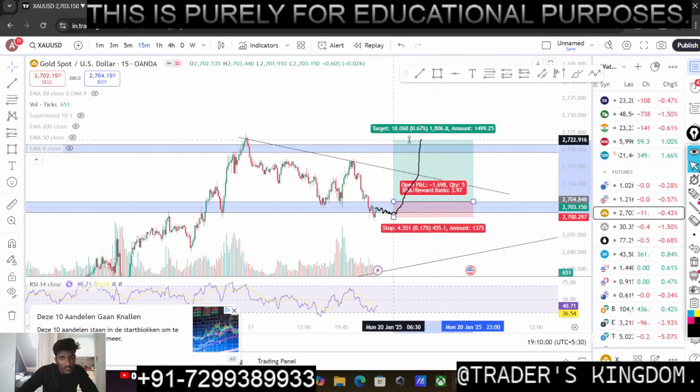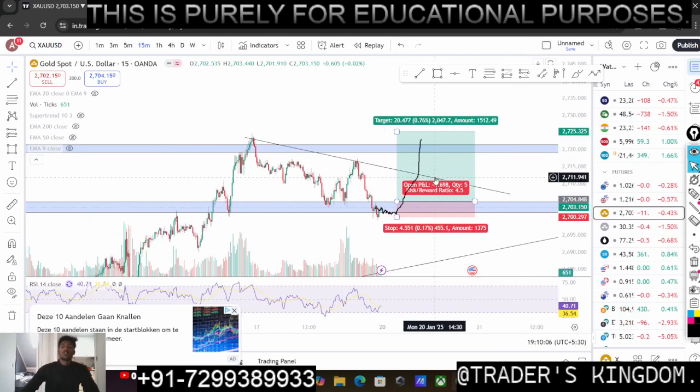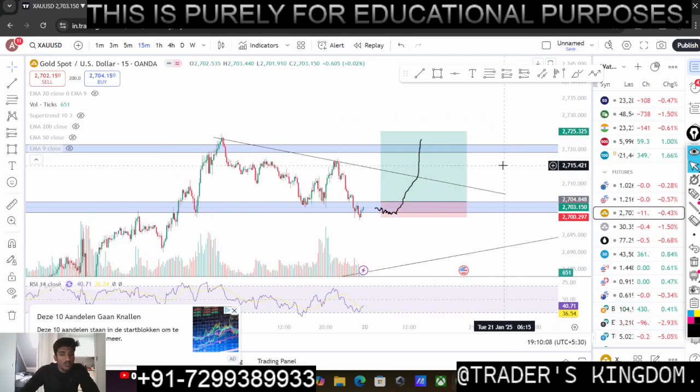And the second target above this zone, 1:4.5. Now tell me, who is the winner? Risk reward is the winner.